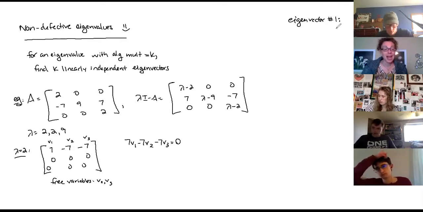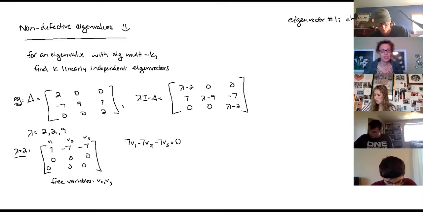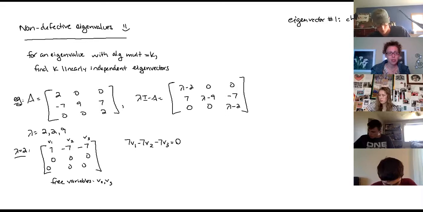We chose stuff last time. We're doing the same thing here. We can choose our free variables. So choose V2 equals 1 and V3 equals 0. You can choose anything you want. We chose anything we wanted last time. You can choose anything you want this time. I'm going to choose V2 equals 1 and V3 equals 0.